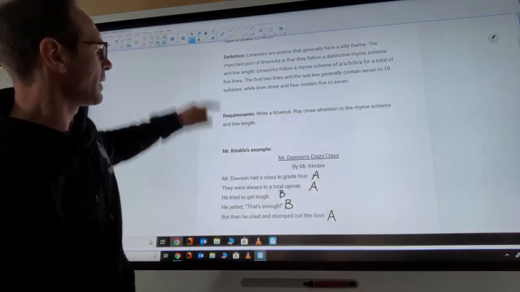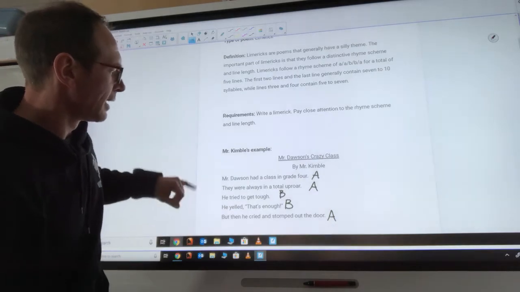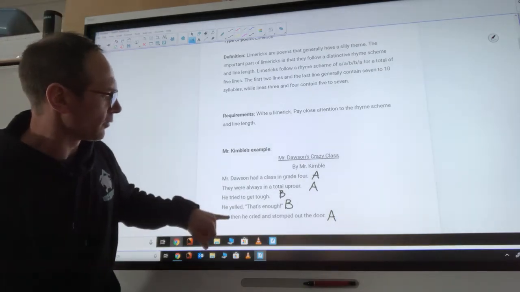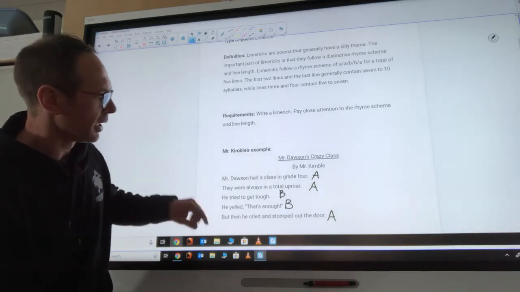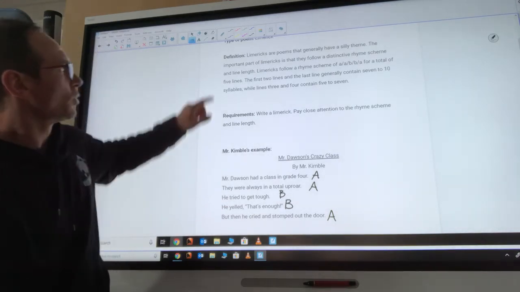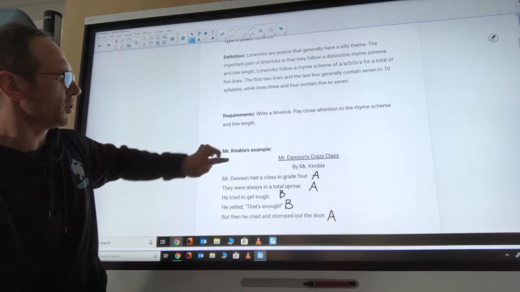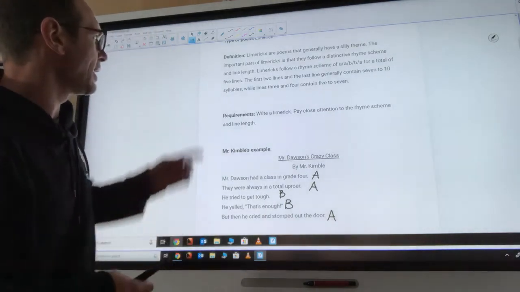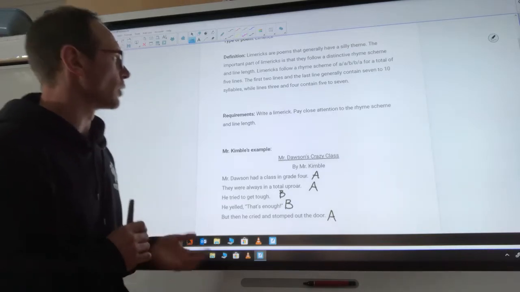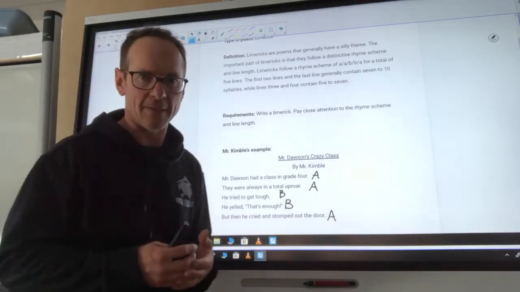Second part of it is line length. Now, the first, second, and fifth lines, those A lines, they're all longer than the B lines. Usually the first two and the last line have 7 to 10 syllables in them, and the third and fourth lines only have about 5 to 7 in them.